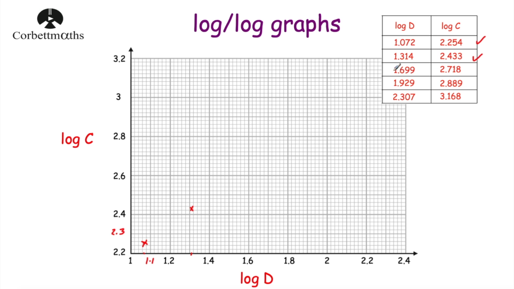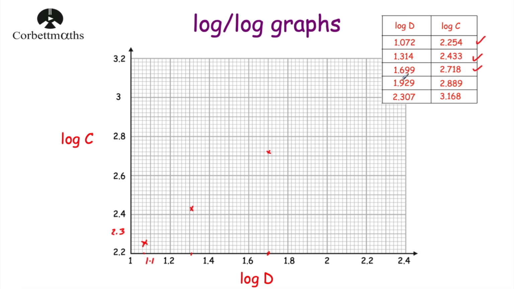Our next one would be roughly 1.7, so 1.7 would be that line. It's 1.699, so that's roughly 1.7. And then 2.718, so I'm going to do roughly 2.72. So we're going to go up to 2.6, 2.7 there, 2.72 would be there, so that's the point, done.